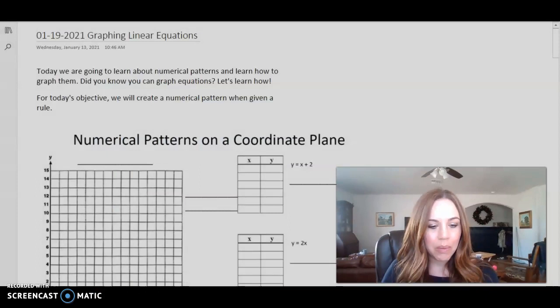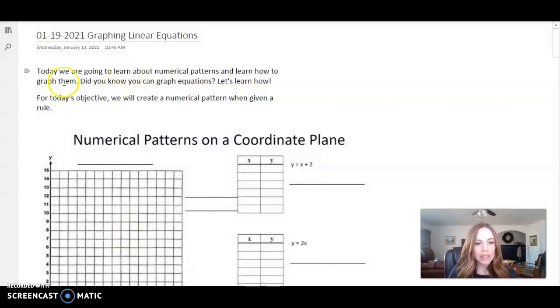Hi, happy Tuesday. Today we are talking about numerical patterns. We are going to be working out of our class notebook, so you should have that open with me and you're going to take notes with me. Today we are going to learn about numerical patterns and how to graph them.